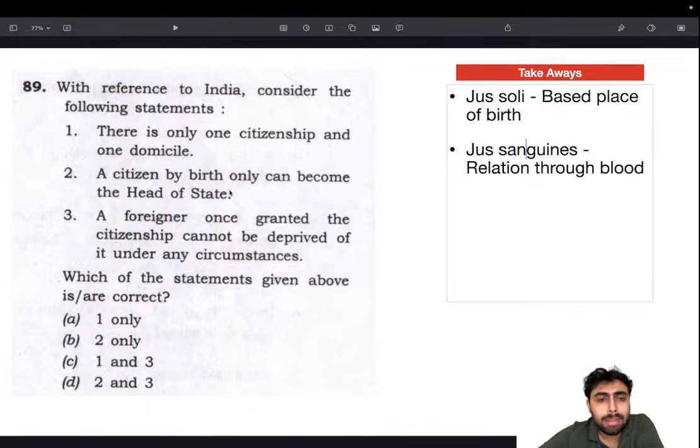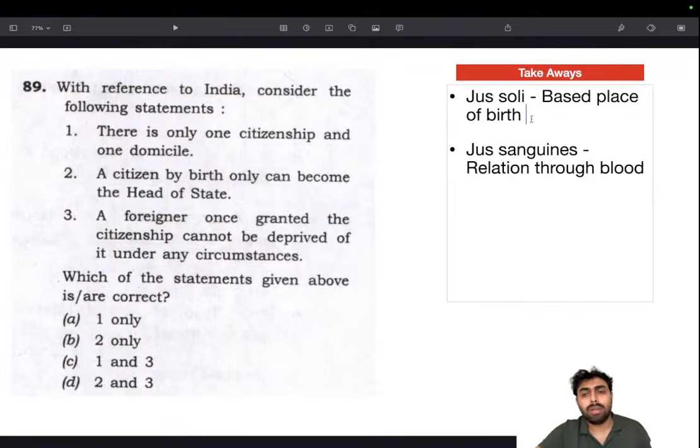That's the best example. A citizen by birth only can become head of the state in USA, not in India. Anybody who is a citizen can become head of the state, meaning president. Even for president, minister, or anybody, there are only very few criteria. I think only two criteria are explicitly mentioned in the constitution: be a citizen of India and 35 years of age. That's it. It doesn't say one should be born in India or anything of that sort. But in USA, it is there. A naturalized citizen cannot become the head of the state in USA.